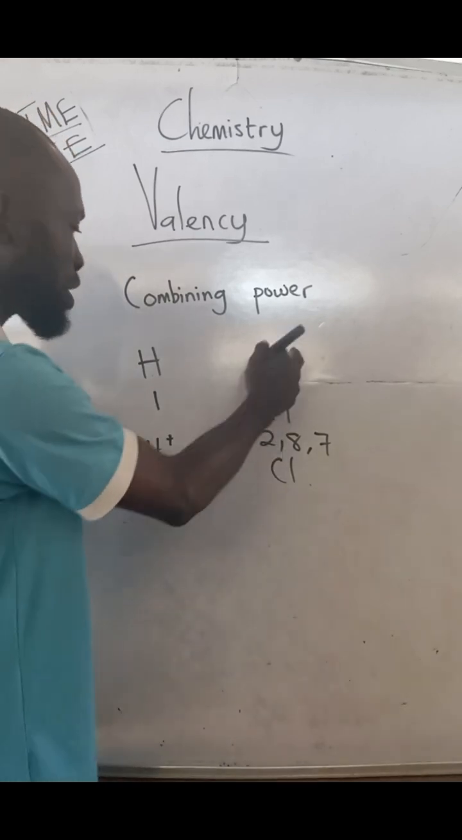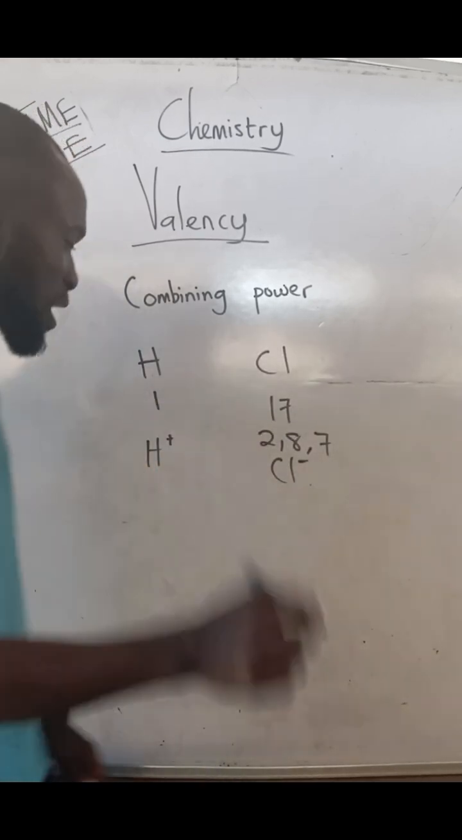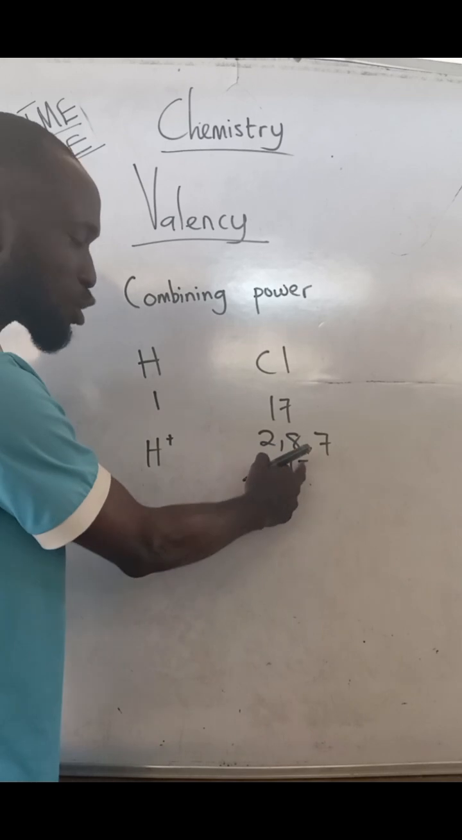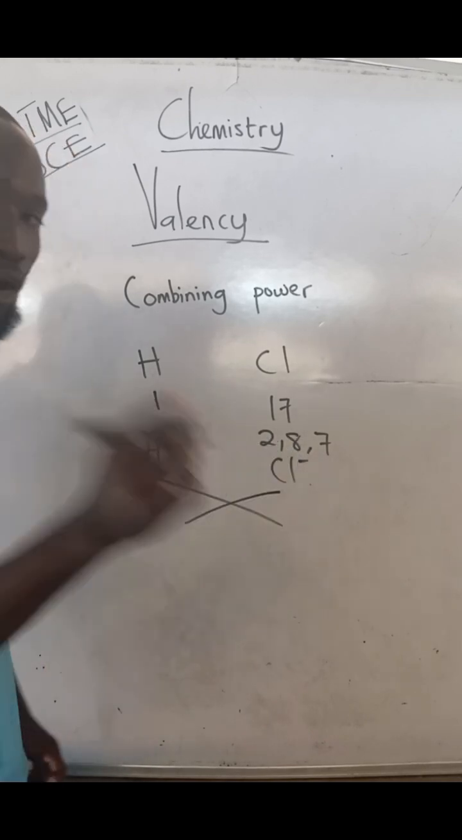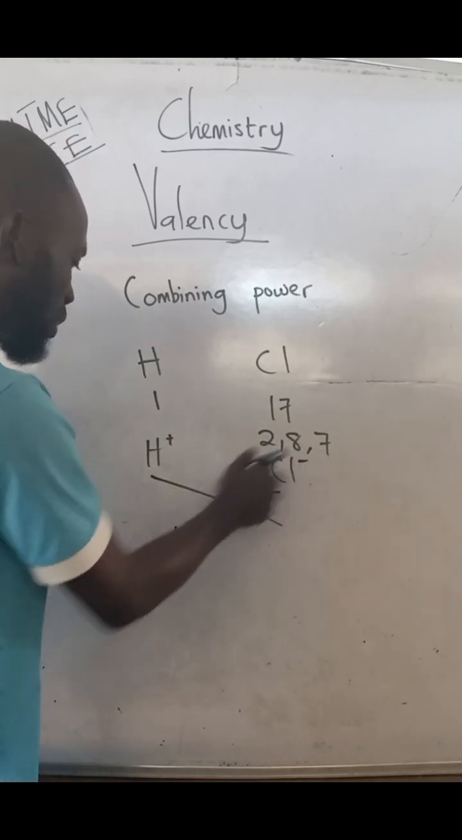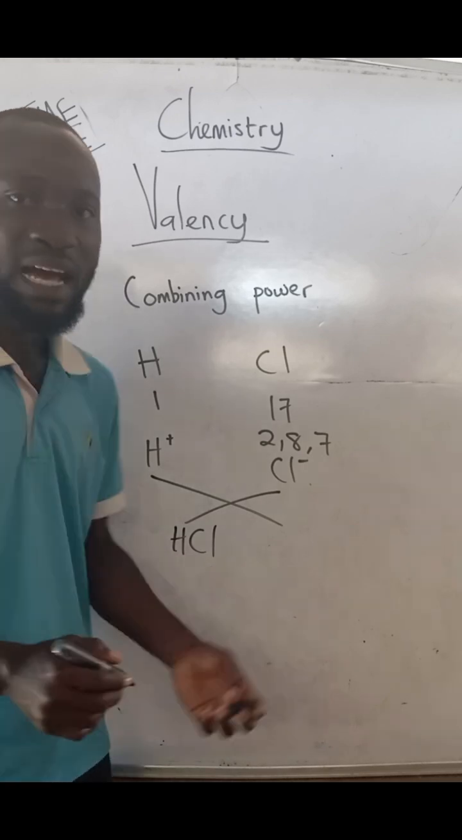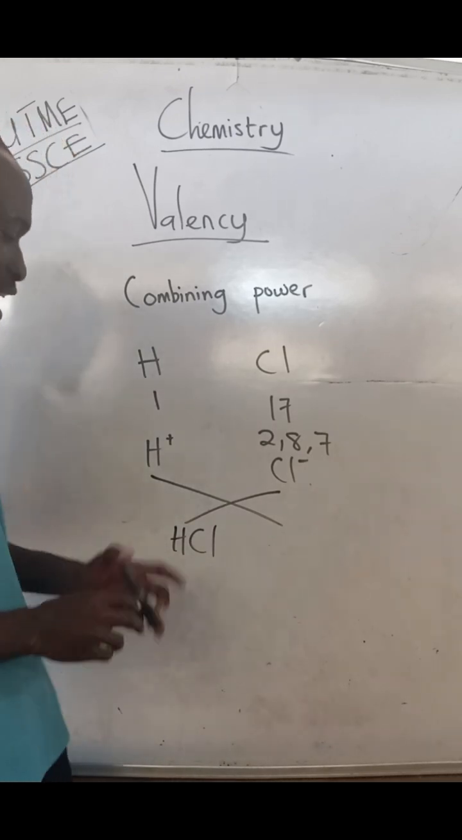So that is why we say chlorine is usually -1, because it is needing 1. Hydrogen here is having 1, and chlorine here is also having 1. So when they exchange their valency during combination, the one of this one will come here and the one of this will come here. That is why we usually say hydrochloric acid or hydrogen chloride is HCl.